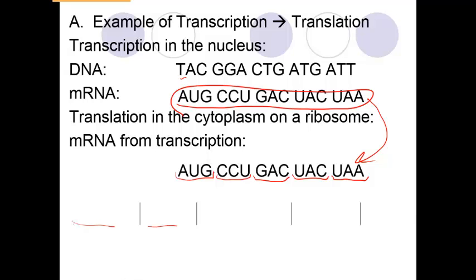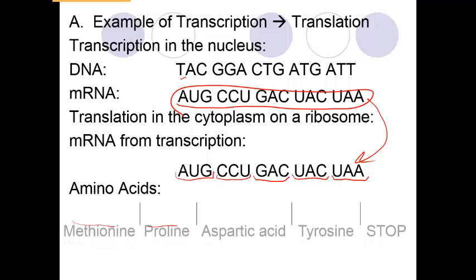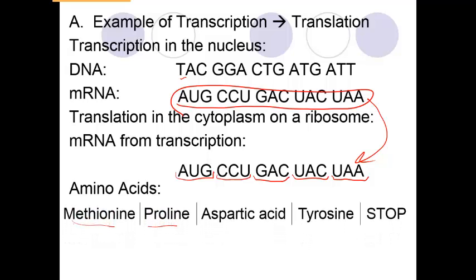So again, you're going to stop the video, you're going to look up your 3-letter codes, fill out your amino acids, and then start it back up and make sure that you did it correctly. If you're starting this back up, then your amino acids should be methionine, proline, aspartic acid, tyrosine, and then your last one really isn't an amino acid because it's a stop codon.